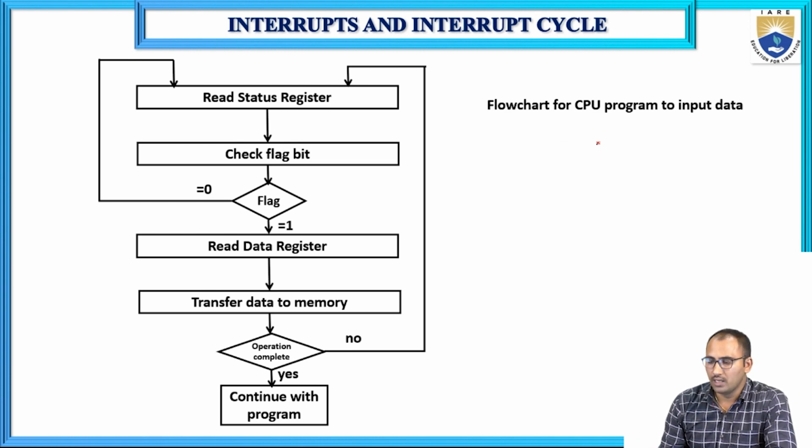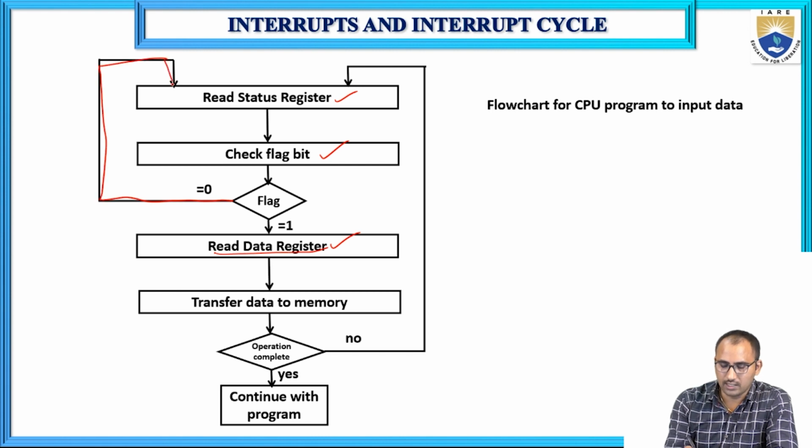So this is a program IO operation, and this is a flowchart for a CPU program to input data. The CPU first reads the status register. After that, it checks the flag bit. If the flag is equal to 1, the data register has some data, so the CPU can read the data register. If the flag is equal to 0, the data register doesn't contain any data, so it continuously checks the status register.